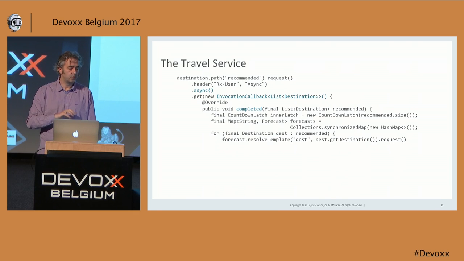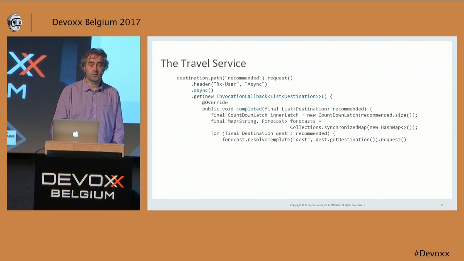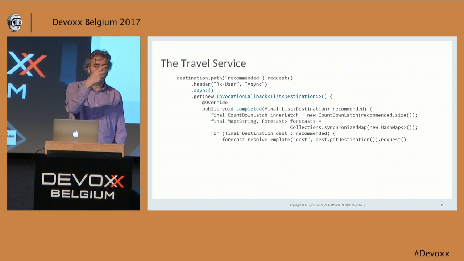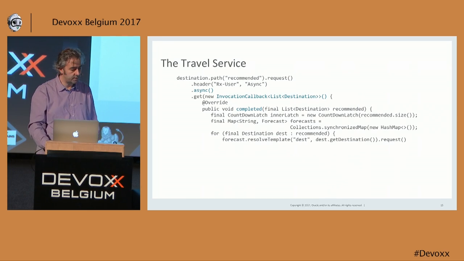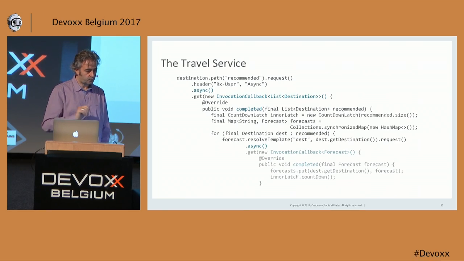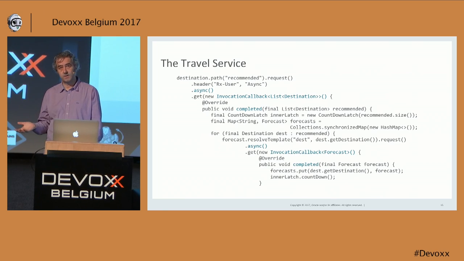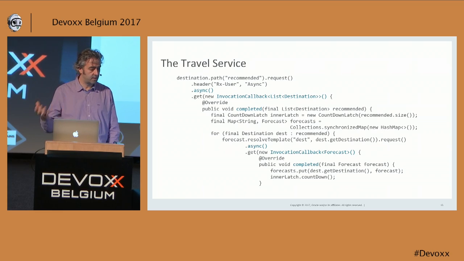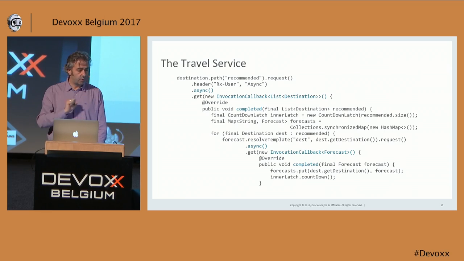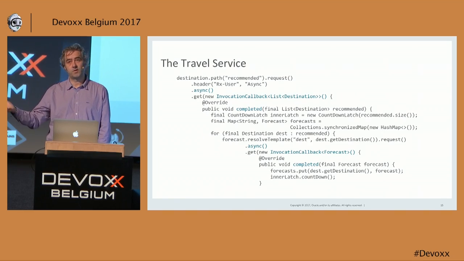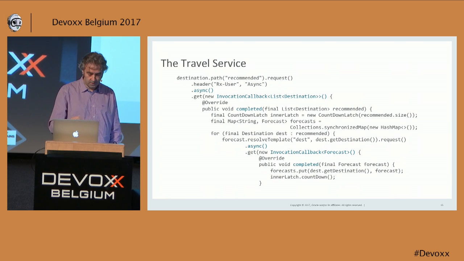Once we have all the destinations to suggest, we will do another request, so we will basically iterate over all the destinations and do another request, which will be an async request each time. So that means that we have to pass it a completed callback. So that second request is to get the weather forecast. So when we have the destination and the weather forecast, we put that in a synchronized map.